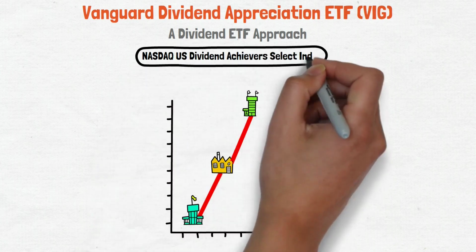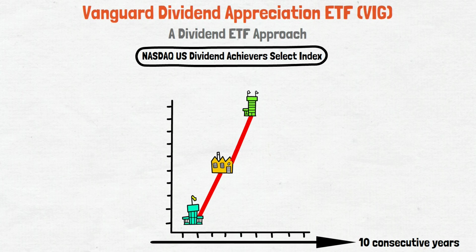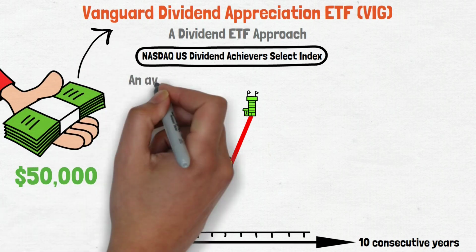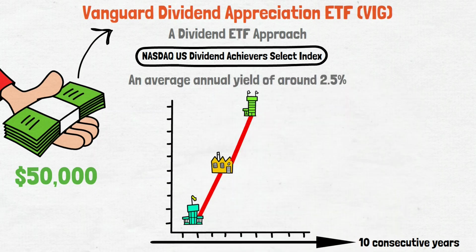Dividend Achievers Select Index, which includes U.S. companies that have consistently raised their dividends for a minimum of 10 consecutive years. Goldie starts with an initial investment of $50,000 in VIG, which has historically delivered an average annual yield of around 2.5%. Additionally, she commits to contributing an extra $500 per month to her investment over a 25-year period.